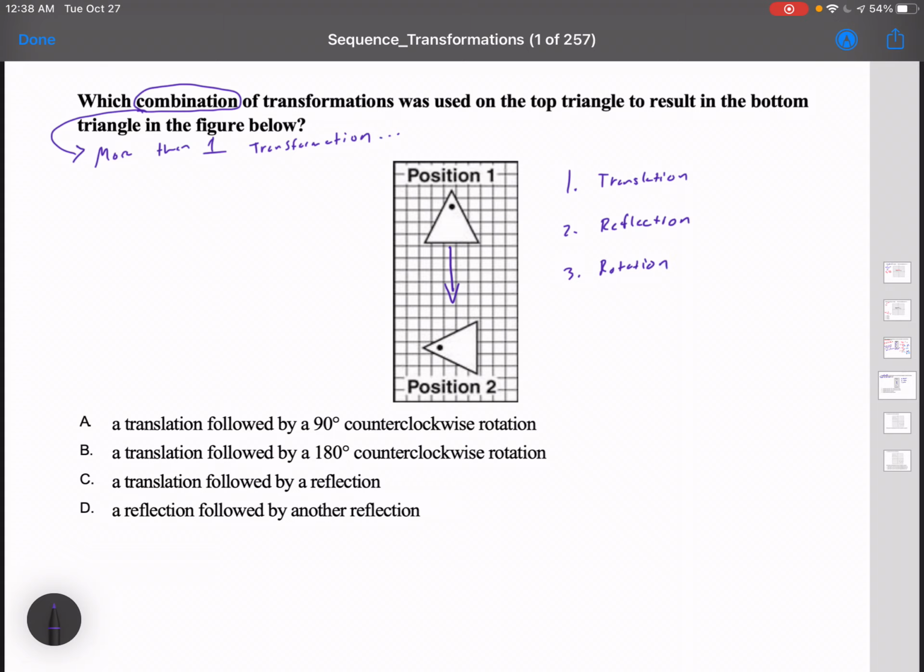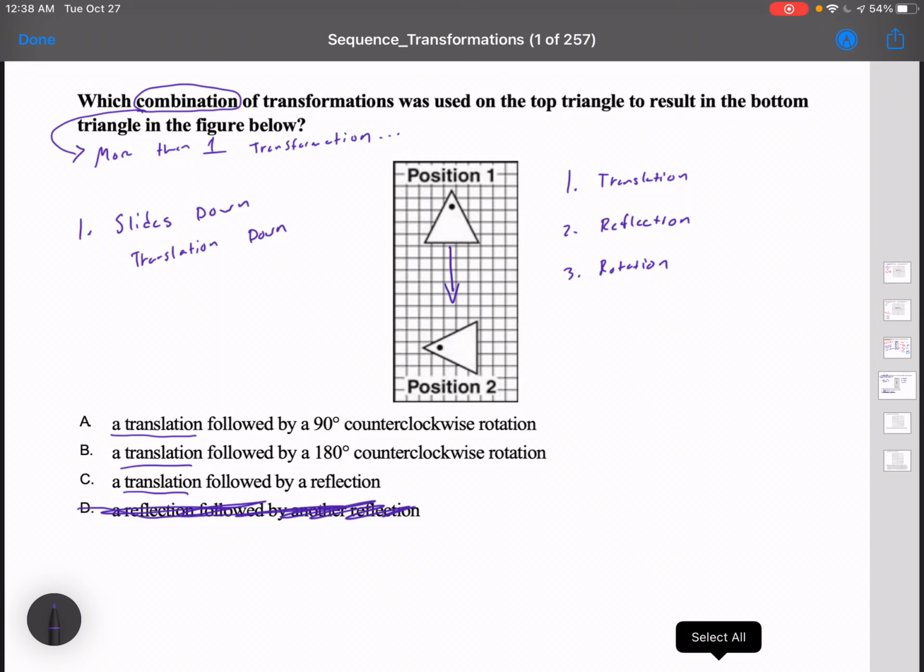So we said the shape slid down. That was our first movement. So it slides down. If it's sliding down, that means it's translating, or translation down. Okay, so already I can cross off this one because we didn't say anything about a reflection as the first thing. We said it's a translation. So there's 3 answer choices right now that we got.